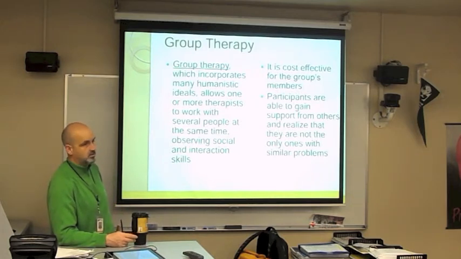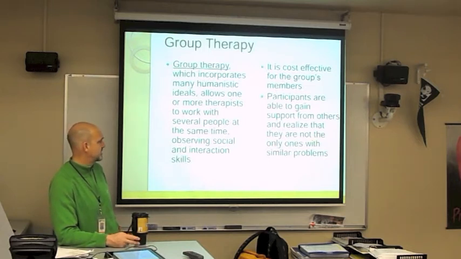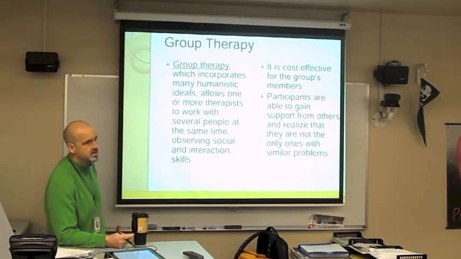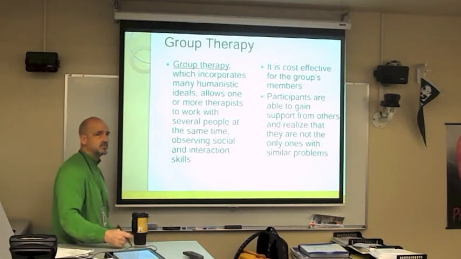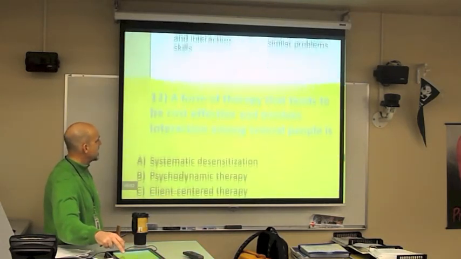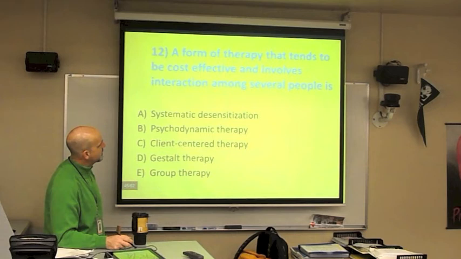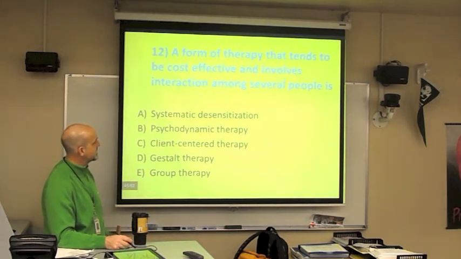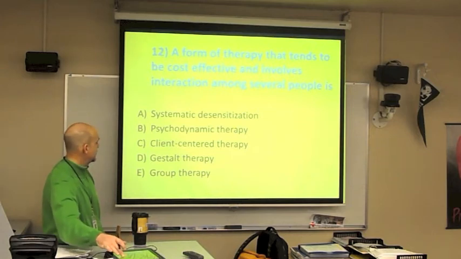Okay, and often you will think of two examples that come together with group therapy: Alcoholics Anonymous, Gamblers Anonymous, people that can see that they obviously have something in common with other people. Now, which form of therapy tends to be cost effective and involves the interaction among several people? Most of you right away would say that's letter E, group therapy.